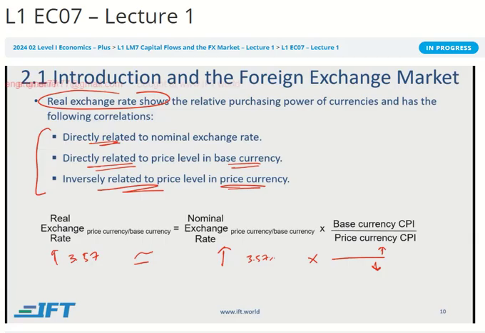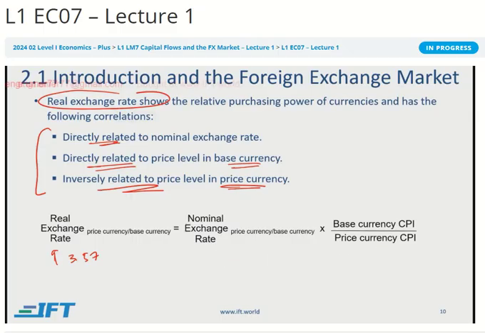Now, why is that? It is because the price currency inflation is not going to be good for the price currency, because it is going to get weak. The higher the inflation, naturally, the weaker that currency is going to get. But again, I don't think you should worry too much about this material over here.